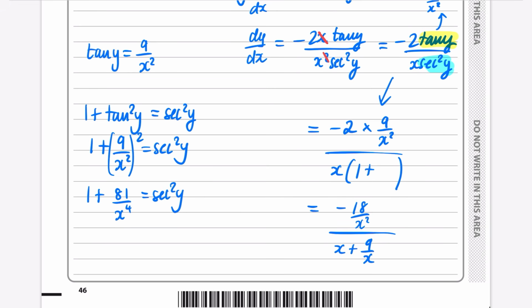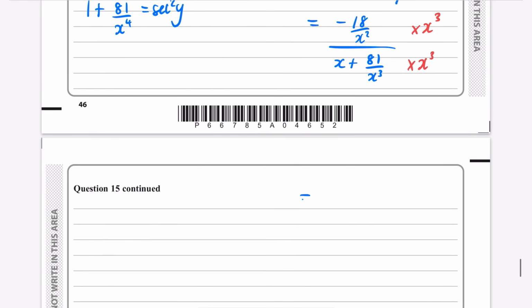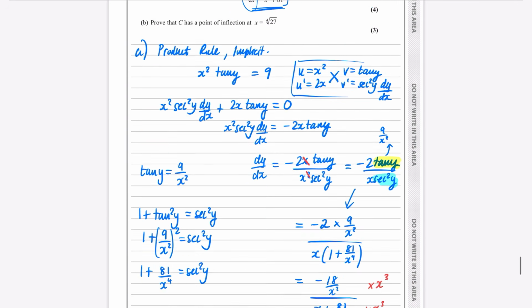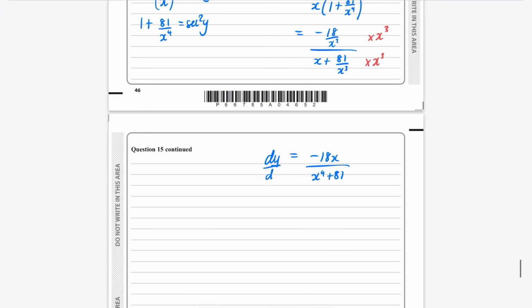So easy to make mistakes. So it's 1 plus 81 over x to the power of 4. So that is going to change this thing that I have here. It is going to be 81x over x to the 4, which is 81 over x cubed. So I don't like these fractions within fractions. I'm going to multiply everything on the bottom by x cubed and everything on the top by x cubed as well, which is going to leave me with minus 18x in the numerator, and then x to the power of 4 plus 81 on the denominator. Let's hope that's correct. Minus 18x over x to the power of 4 plus 81. Pretty difficult, but we've got what dy by dx is.